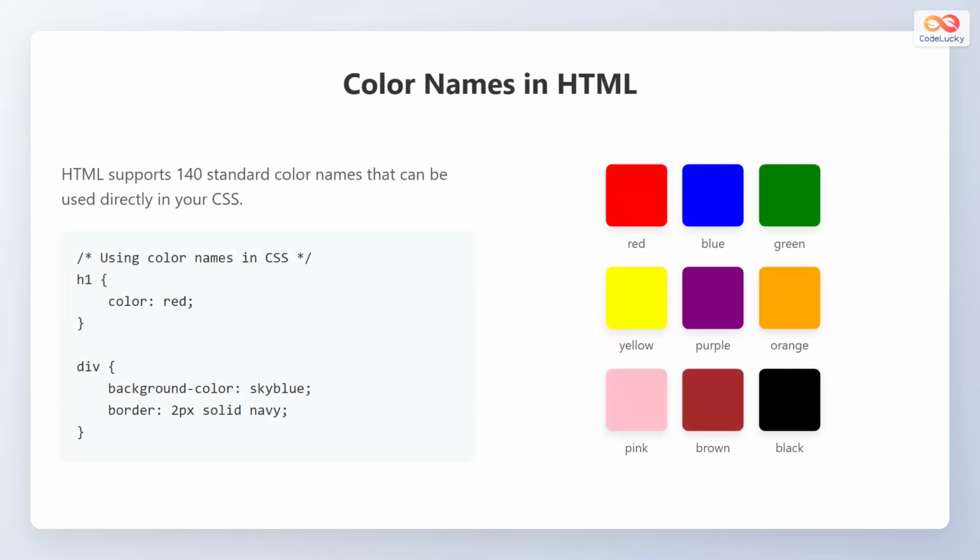HTML supports 140 standard color names that can be used directly in your CSS. For example, you can set the color of a heading to red, the background color of a division to sky blue, and the border color to navy, all by using their names. As you can see, this is a convenient and readable way to apply basic colors to your web elements. Here are some examples of colors that you can use.